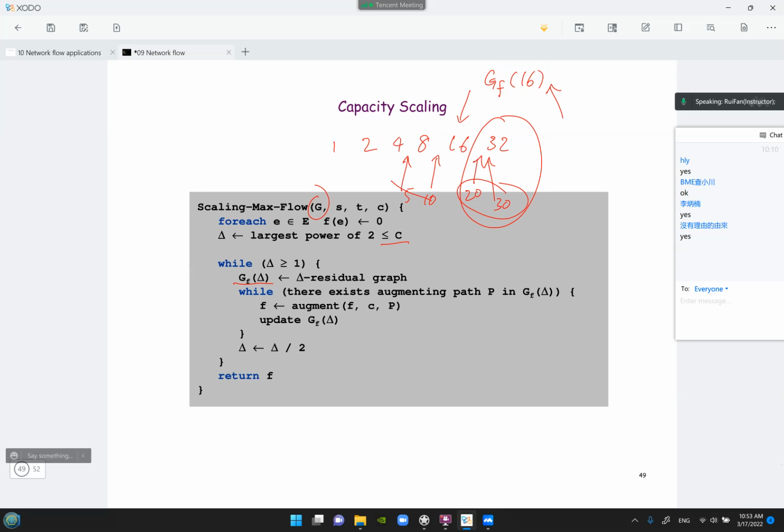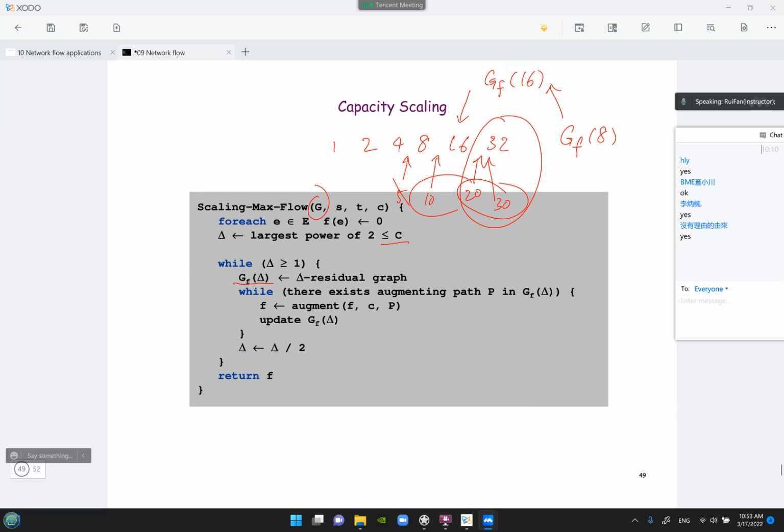After you find the max flow in G_F^16, next we're going to add back some of these other buckets that we took out. We're still going to leave out this 5 edge because it's very small, but we're going to add back in this 10 edge. So now we're going to have this graph, G_F^8, which has all of the edges with capacity at least 8. That'll be 3 edges over here.